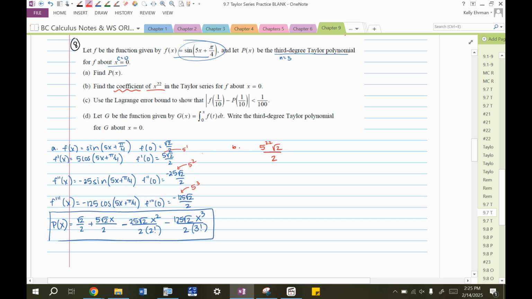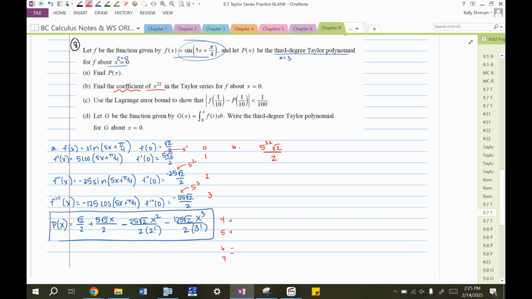So let's look at the pattern here. The 0 derivative and the first derivative are positive. The second and the third are negative. The next two, the fourth and the fifth, are going to be positive. The sixth and the seventh are going to be negative. So I'm trying to figure out, like, well, where does that fall in the pattern?